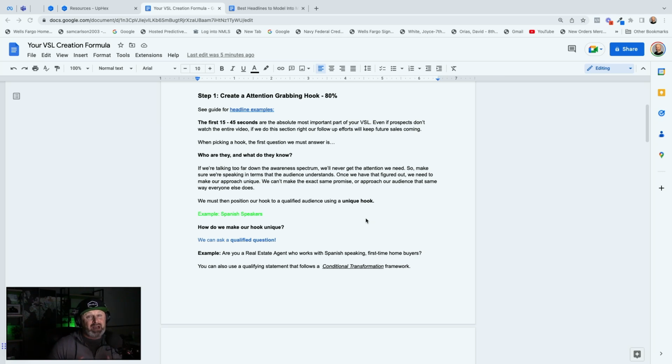It's going to dictate the conversations. It's going to dictate the promises we can make. If we make a promise that they don't understand, then it's going to not work at all. Okay. So if we're talking too far down the awareness spectrum, we'll never get the attention we need. That's what I just said. So we need to make sure that we're speaking in terms that our prospects, our people understand.